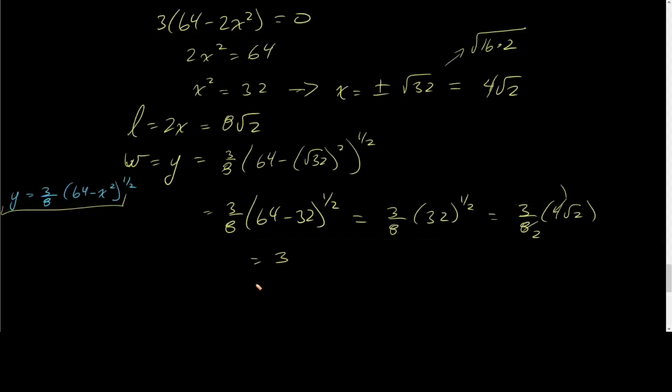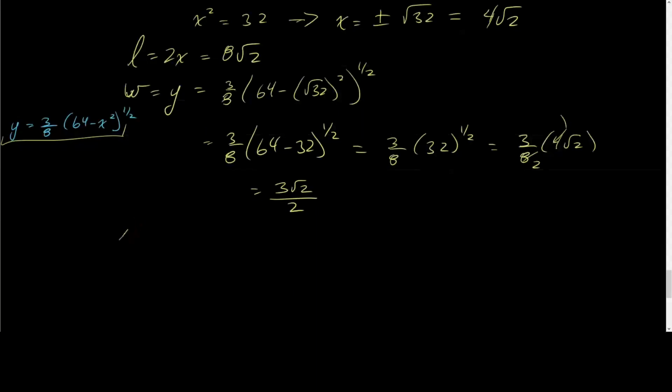Now let's write that a little bit differently. 3 radical 2 over 2. So that's our width. So our dimensions were, if I say length times width, that's going to be 8 radical 2 by 3 radical 2 over 2.